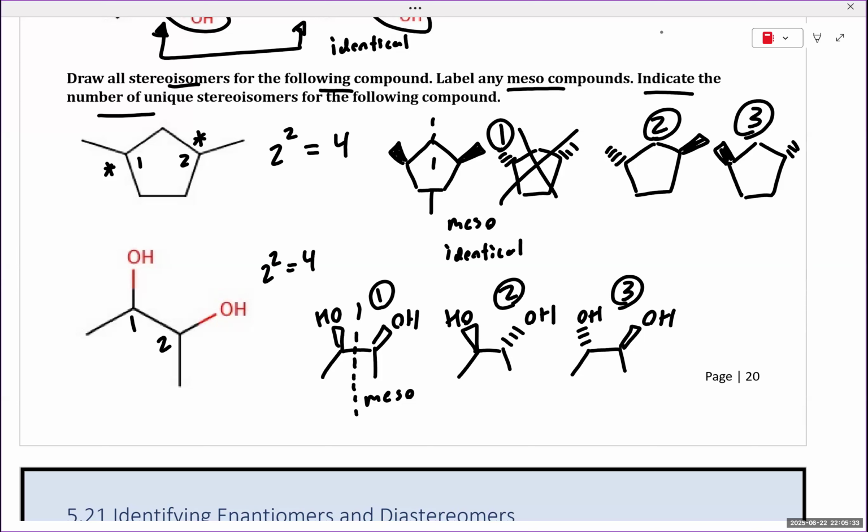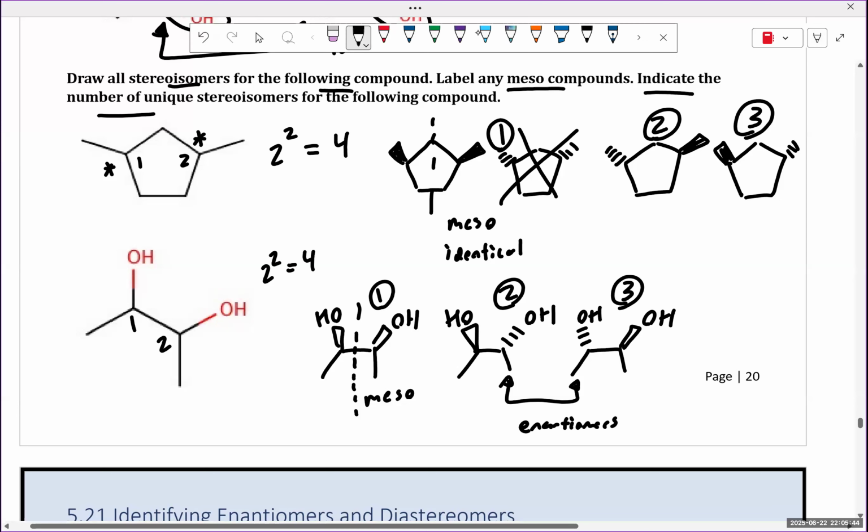This pair represents enantiomers, while this pair of compounds represents a pair of diastereomers.